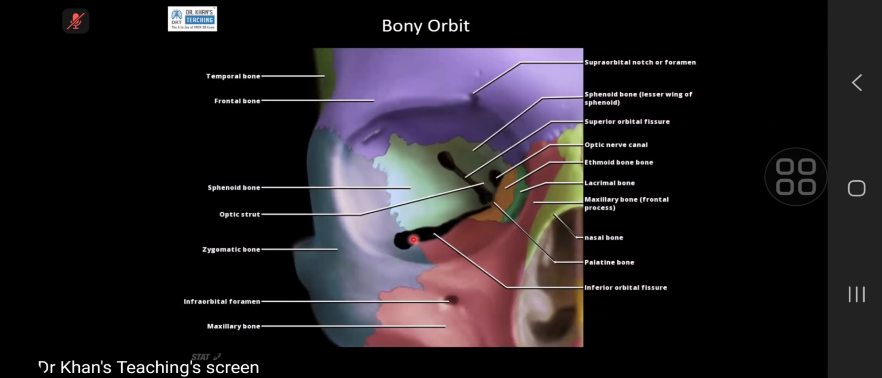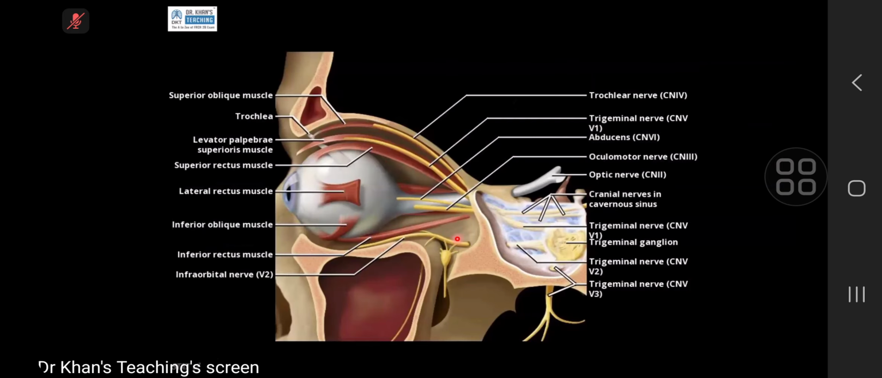The inferior orbital fissure goes along the lateral wall of the orbit. So this communicates with the pterygopalatine fossa. It doesn't communicate with the middle cranial fossa. So these are the key points to remember.